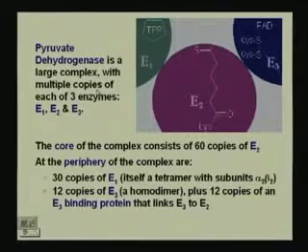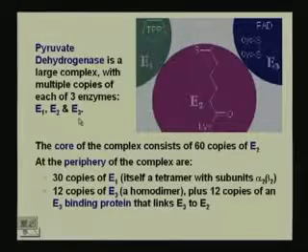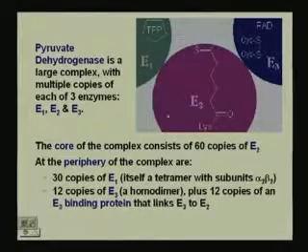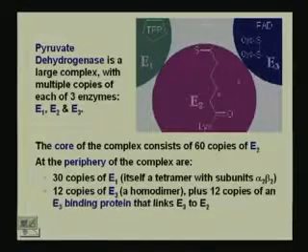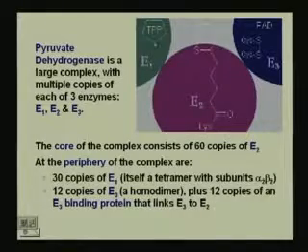Now, this has 3 enzymes, E1, E2 and E3. We won't go into the details of the mechanism or how the procedure actually takes place, but nevertheless we need to know something about the complex. It has, as I have been mentioning, E1, E2 and E3. There are 60 copies of E2 in the core of the complex, 30 copies of E1 and 12 copies of E3. So, you can imagine that this is a huge complex in the way it actually acts.